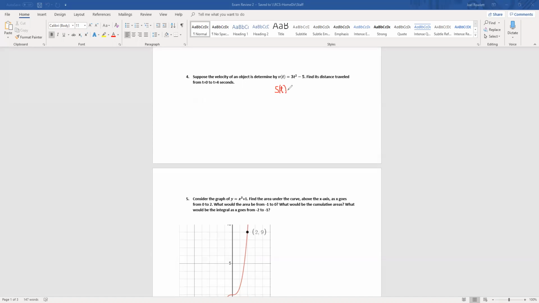And if I integrate this, that's going to give me 3t cubed over 3, which is just t cubed. And then I'm going to subtract from that, and I have to integrate the negative 5, or integrate the 5. That's going to give me 5t. So if I take the integral of the velocity with respect to t, then that would give me the position equation.